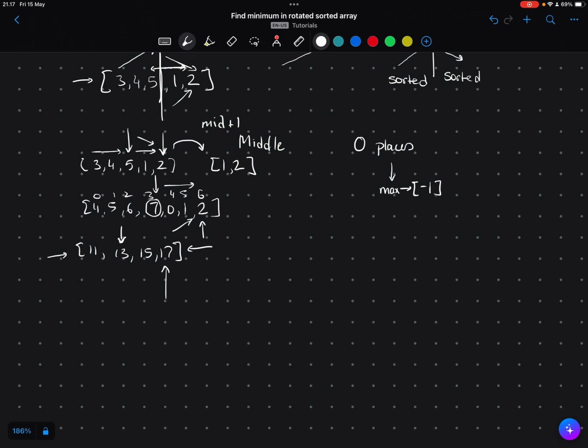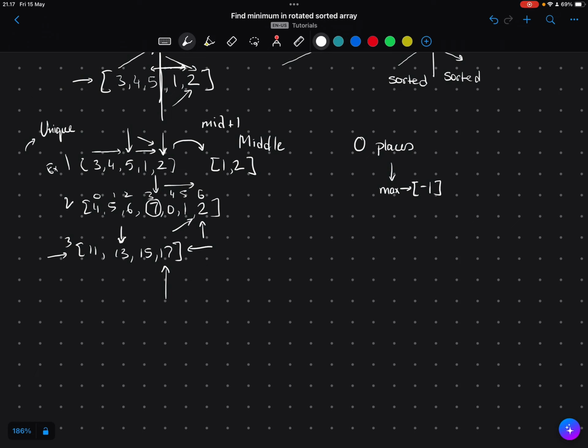Now let's consider example 3. Example 1, 2 and 3. 11, 13, 15 and 7, we were at the middle, we checked with our right. Okay, we see that our right is greater than us. That means we have a sorted portion, right? And keep in mind, if you're thinking about duplicates, the question states that it is unique, so you don't have to worry about that.